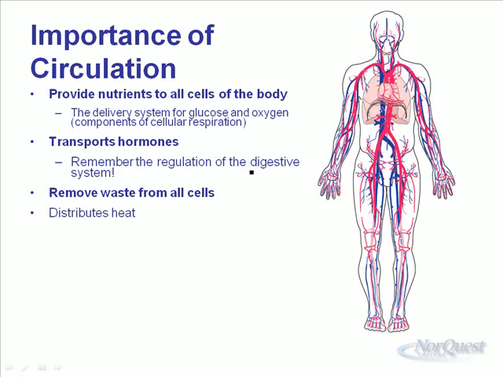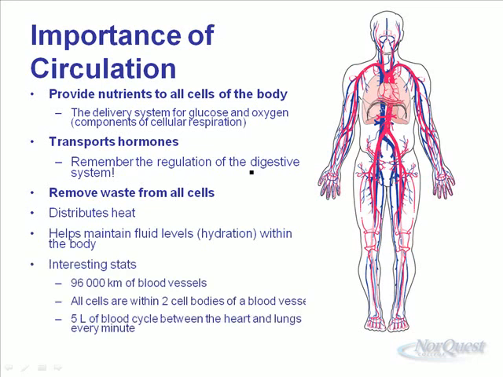It also distributes heat. Cellular respiration, metabolic activities that cells do release heat, and as that heat's released, it enters the circulatory system, and then that heat can be carried out to our extremities, keeping us warm, but also keeping our internal body cooler than it would be if we weren't able to distribute that heat efficiently. It helps maintain body fluid levels, so water balance throughout the body.